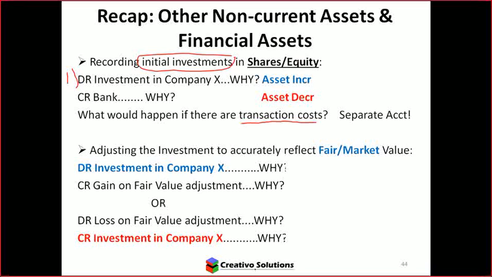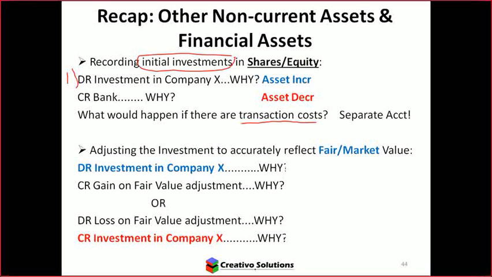Okay, so they're both assets. Yes, one is decreasing, the other is increasing. Does that make sense? Yes, it does. Alright, so I'm taking cash from the bank and investing it into equity. I'm investing it into shares. Investment in company X.